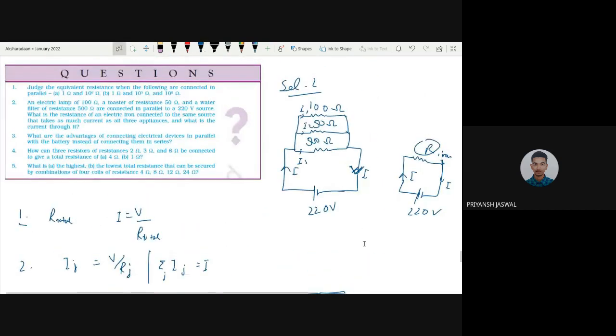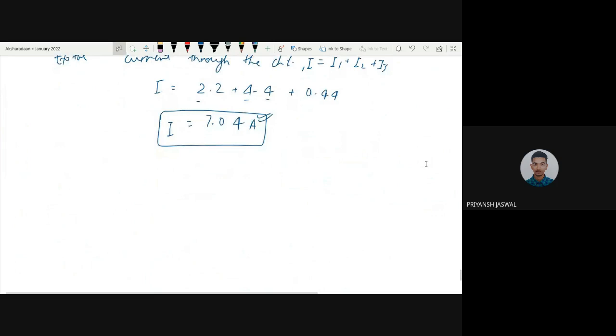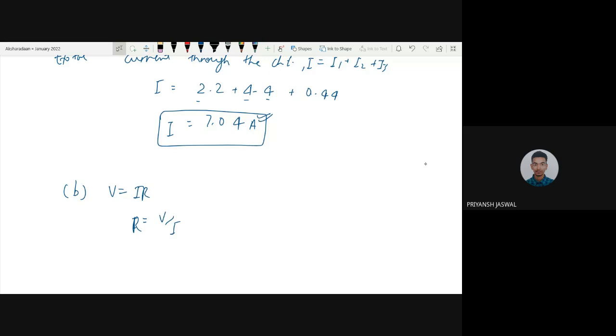So now they asked us to calculate the resistance of iron, which will draw the same amount of current from the same source. So apply Ohm's law. Resistance is V by I. This implies the resistance of iron is equal to 220 by 7.04, which comes out to be 31.25 ohm.